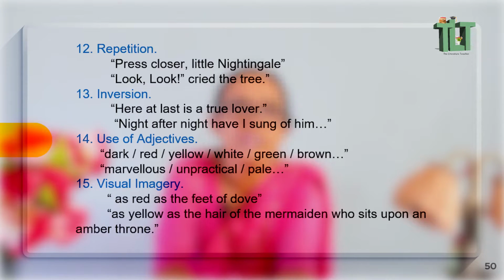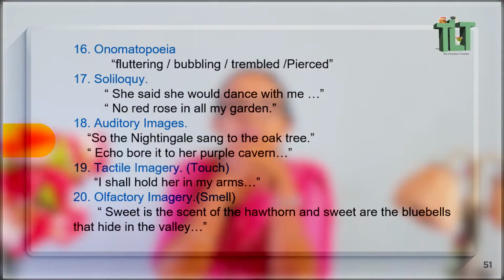Number 14, use of adjectives. You can see, right? A number of adjectives are used. Visual imagery. Visual imagery is everywhere, son. Don't treat visual imagery as a very prominent device, right? As red as the feet of the dove. I have shown you a number of pictures regarding this kind of visual imagery in part 1. You can watch them using that video, right? Number 16, onomatopoeia. Fluttering, bubbling, trembled, pierced. Those are the onomatopoeic words.